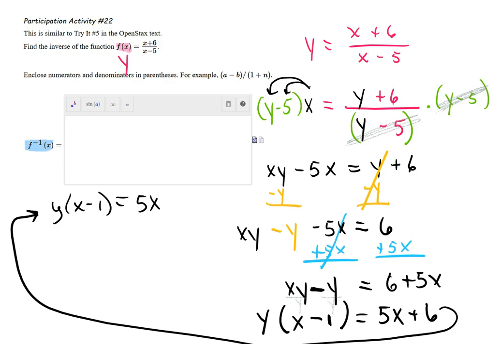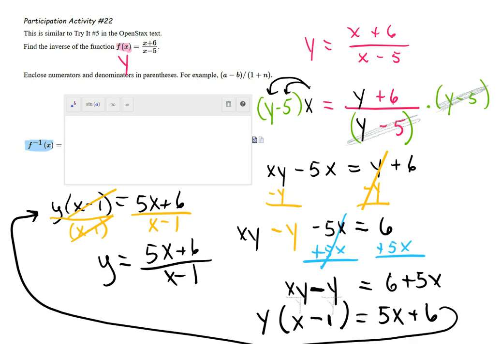the 5x plus 6. So my last step to getting y by itself is to divide off the x minus 1, because x minus 1 over x minus 1 cancels out, and I'm left with y. And that would be 5x plus 6 all over x minus 1. And then you just change this to f negative 1 of x. So I have to type 5x plus 6 over x minus 1.